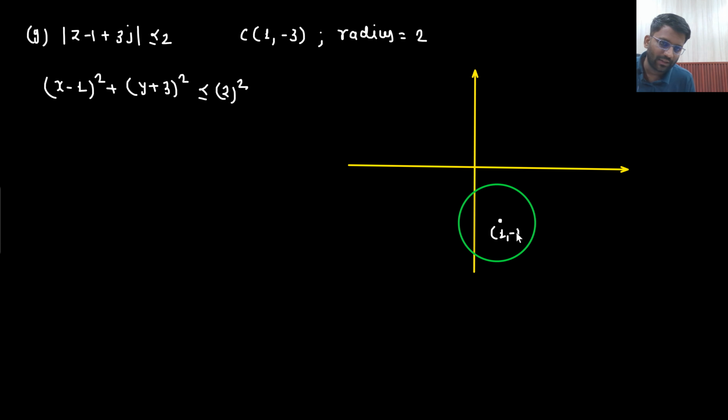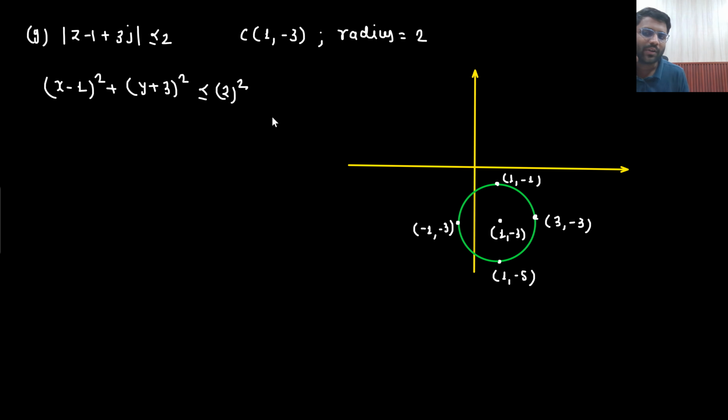1 comma minus 3. You are moving in the direction of x, so with the radius of 2, this point will become 3 comma minus 3. This point will become minus 1 comma minus 3. Upper side, this point would become 1 comma minus 1. Downward side, this point would become 1 comma minus 5.